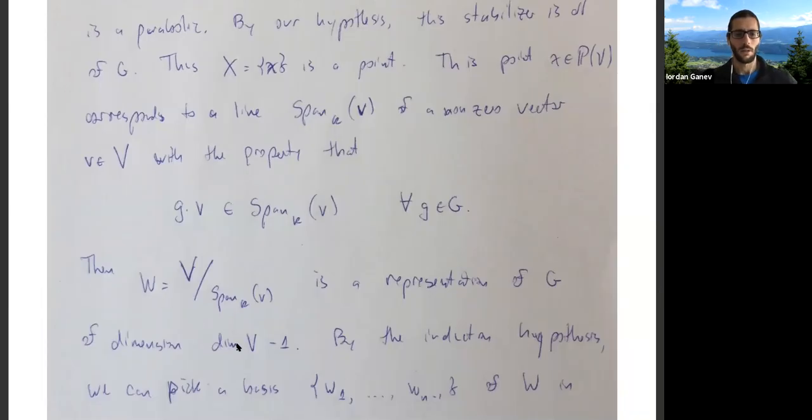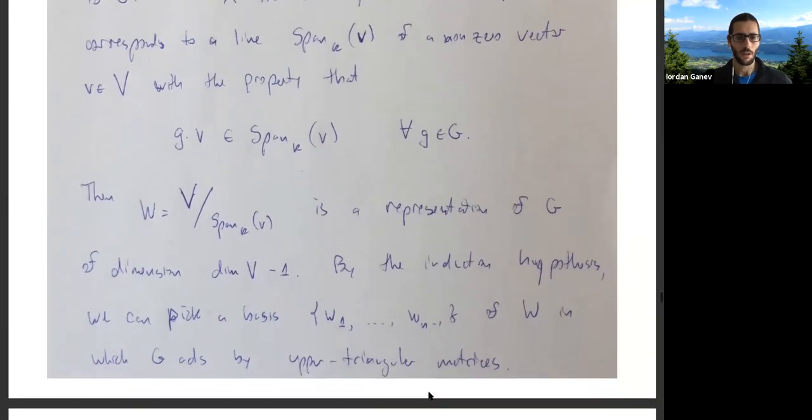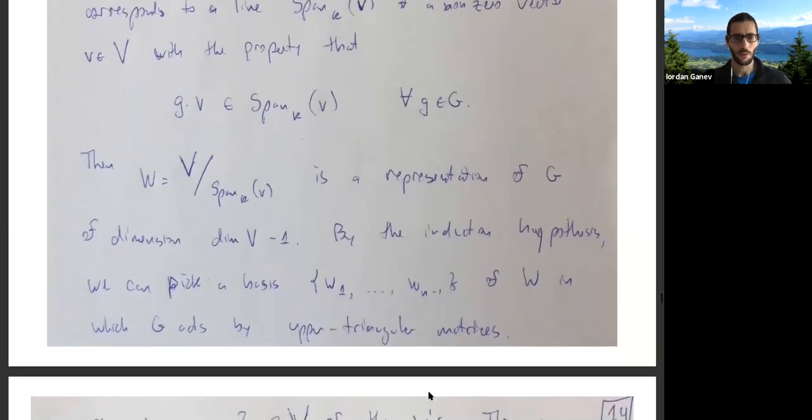That means we can pick a basis for W. I'm calling the dimension of V, N, so W has dimension N-1. So we just pick a basis in such a way that G acts by upper triangular matrices. That's where we use the induction hypothesis. And now the rest is pretty simple.